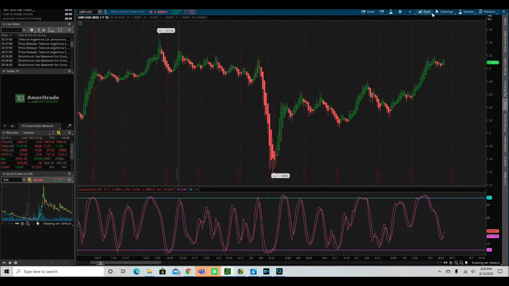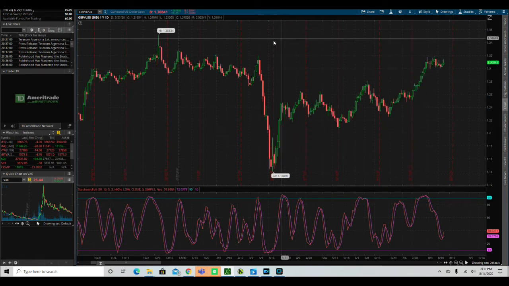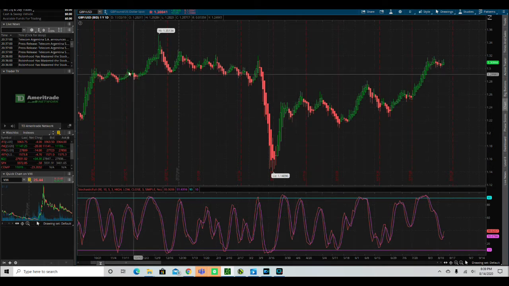Let me go back to that. Let me take the filter off. Candle. Look at that. It's all wacky, kind of, right? It's harder to read. Throw that filter on it. Heiken Ashi. Boom. Look at that. Smooth as a baby's bottom.